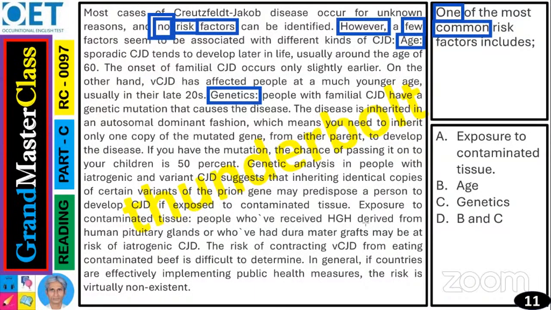So see here, exposure to contaminated tissue. This is another one. People who have received human growth hormone derived from human pituitary glands. So this you can see, that is one more point.